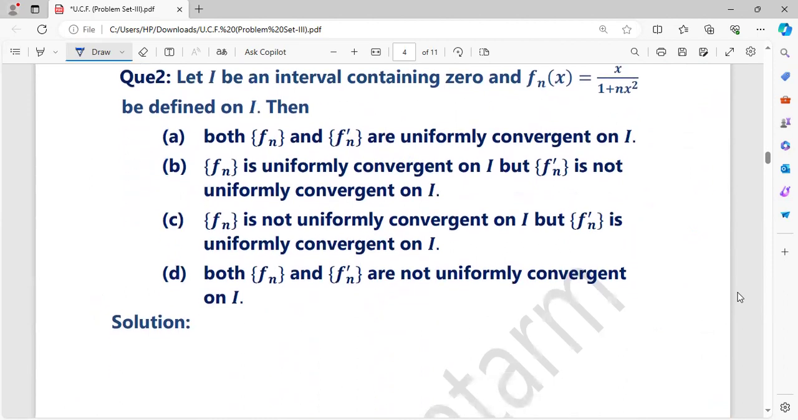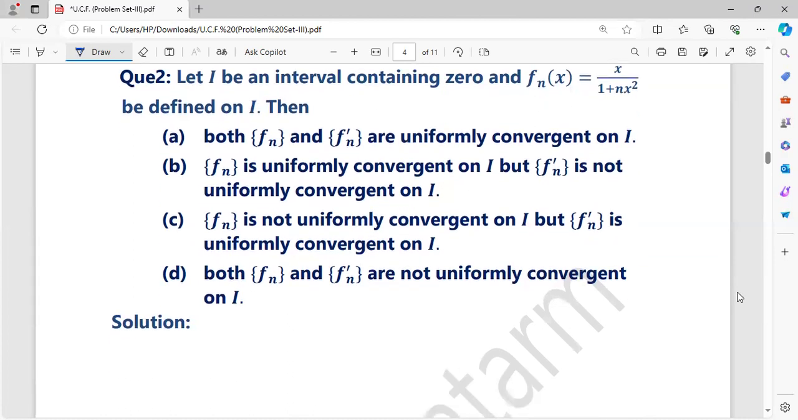Let I be an interval containing 0 and f_n(x) is equal to x over 1 plus n x squared be defined. Okay. Then first option is f_n and its derivative are uniformly convergent on I. Second option is f_n is uniformly convergent on I, but derivative is not uniformly convergent. Third option is f_n is not uniformly convergent, but derivative is uniformly convergent. Fourth option is both f_n and f_n derivative are uniformly convergent. Okay.